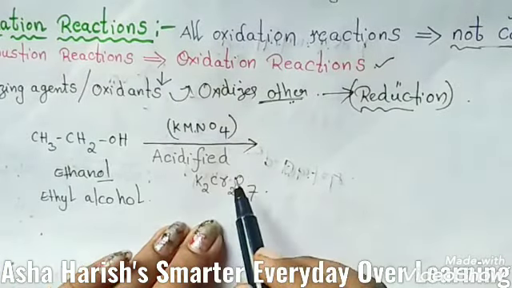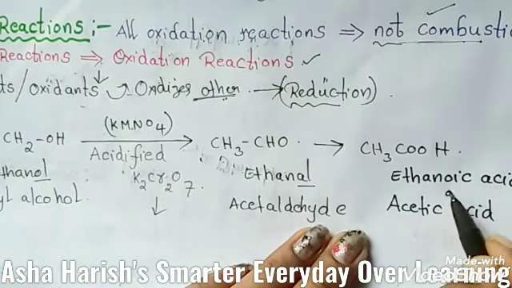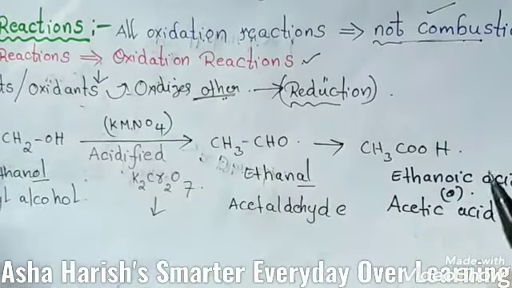CH3CHO. So CHO is the aldehyde group here. Then the name of this compound is ethanal. Here "al" is the suffix. This is also called acetaldehyde. Okay, from this the final compound is CH3COOH. This is known as ethanoic acid or acetic acid. Okay, this is the example.